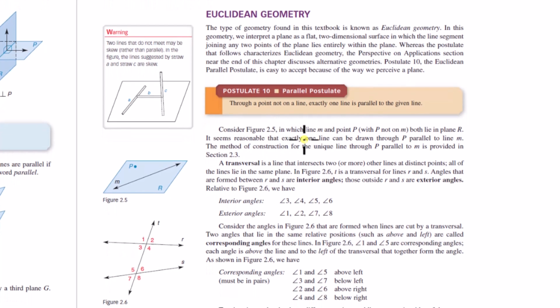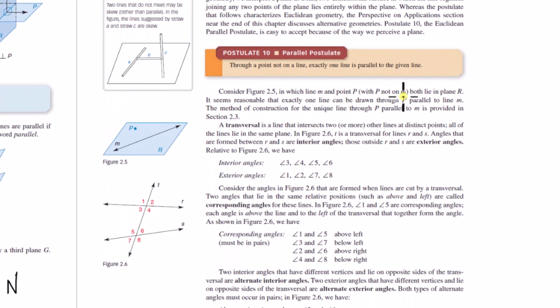Consider figure 2.5 in which line M and point P both lie in plane R. It seems reasonable that exactly one line can be drawn through P parallel to line M. The method of construction for the unique line through P parallel to M is provided in section 2.3. Okay, yeah. Here's line M, and they have this point P here. Now, if you're going to have two lines that are parallel, there's going to be a unique plane, so they go ahead and draw that plane first. There's going to be one unique plane, one unique parallel line going through point P.